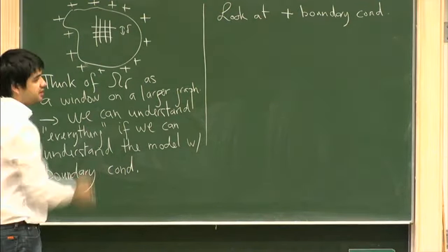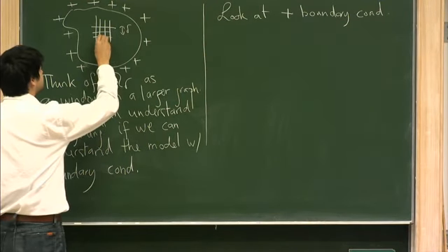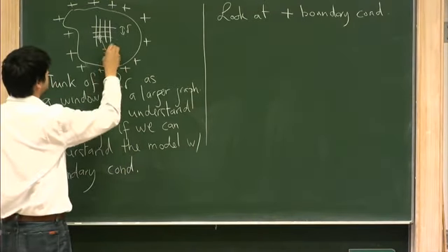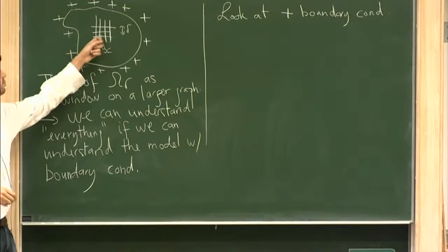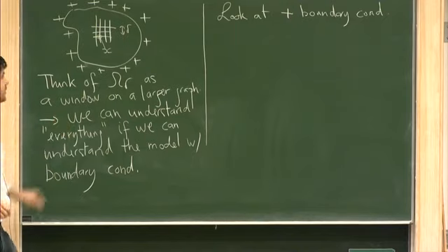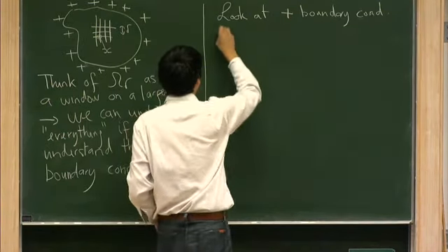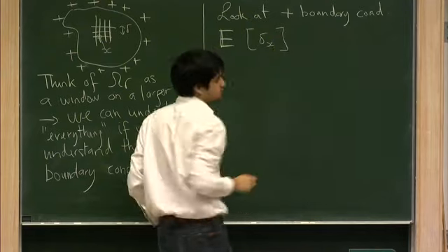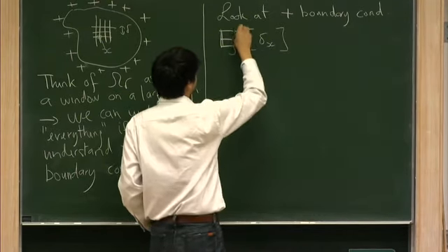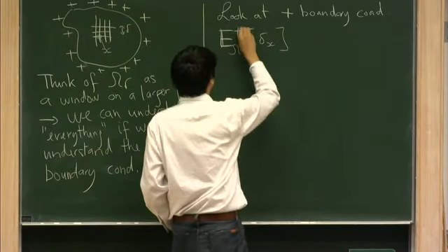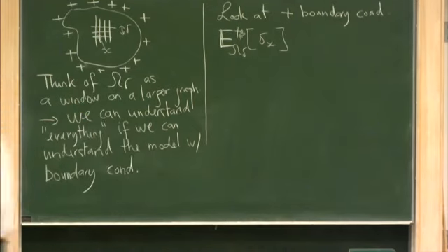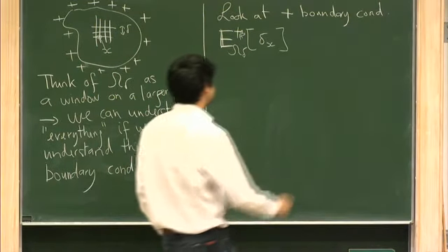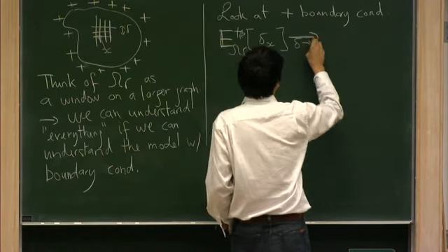What am I going to look at in this model? Well, a natural question is, I fix a point here, let's call it x, a vertex well inside the domain. And I'm going to look at the expectation of the value of this spin in my discretized domain with plus boundary condition and at inverse temperature beta, at a fixed value of beta. And I'm going to ask the question, what happens as delta goes to 0?